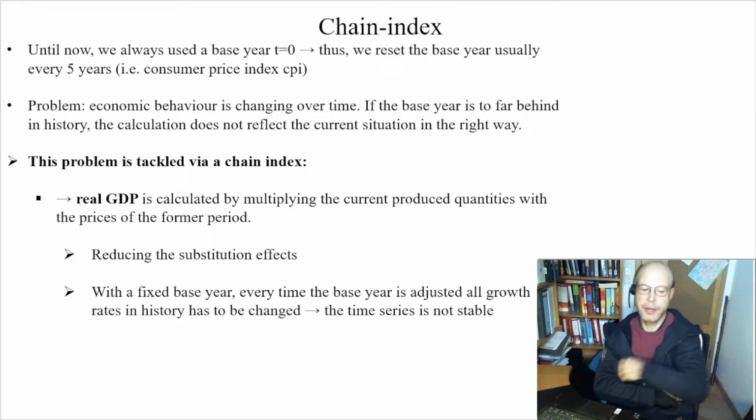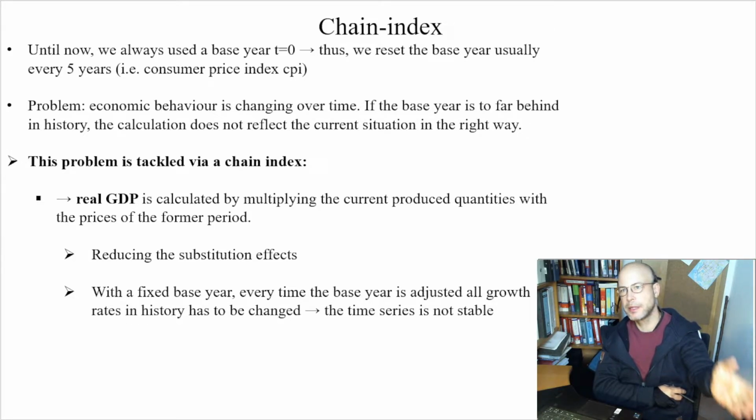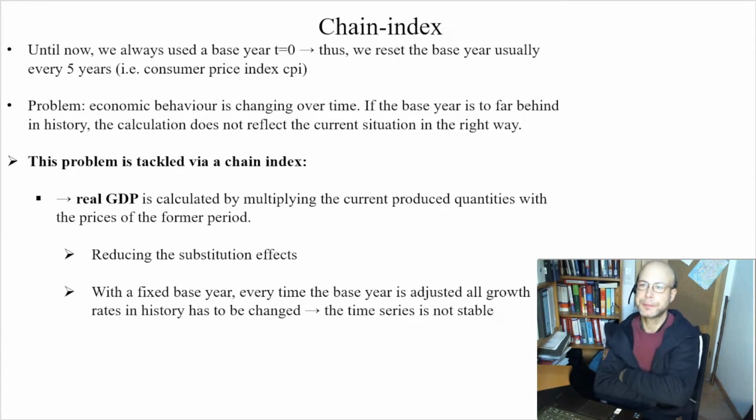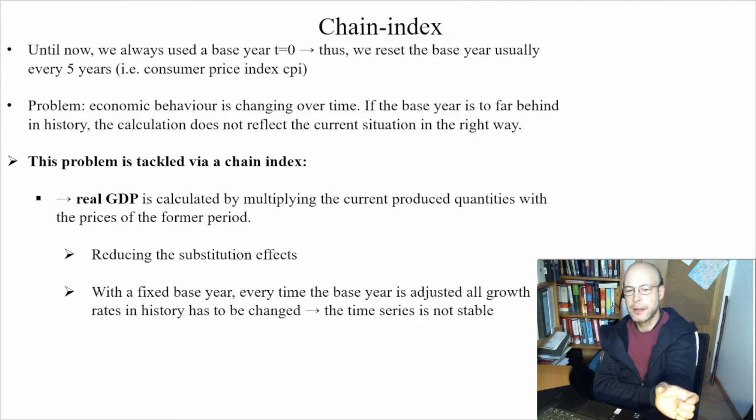And therefore, in history, we made just an adjustment that we always changed the base year every 5 years. But this also means that in general, every 5 years, we had to recalculate every growth rate due to the change of the base year. And therefore, then our time series wouldn't be stable when we are changing the base here.